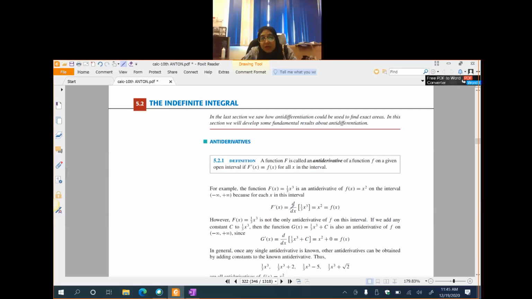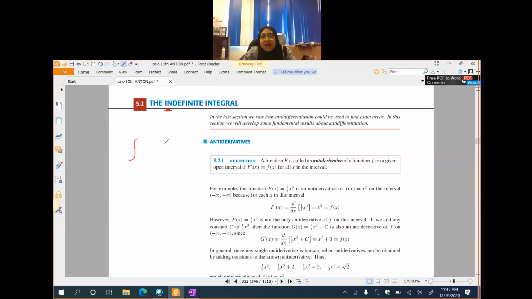So for the integral, you have two types. One is definite integrals, another one is indefinite. Okay, so the difference is this word here. Indefinite means you don't have the upper and the lower limits.